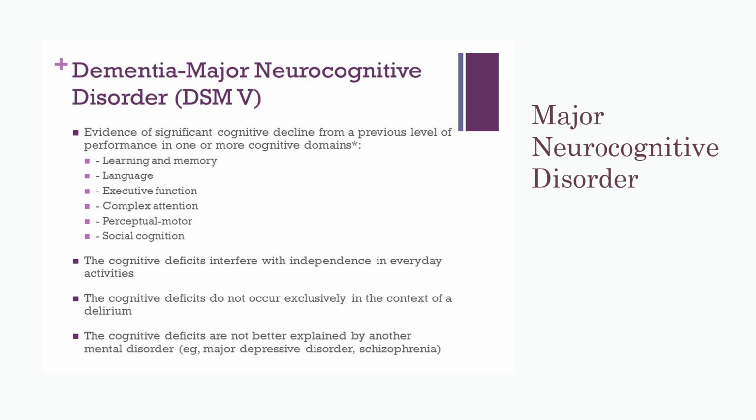So your patient must have a decline from their previous level of performance in one or more of the cognitive domains, whether it's learning and memory, language, executive functioning, complex attention, perceptual and motor skills, and social cognition. There has to be a deficit in independence in everyday activities, such as paying their bills, maybe managing their own medication, possibly even in the beginning with ADLs, having a hard time bathing, leaving the stove on when cooking and not being safe.